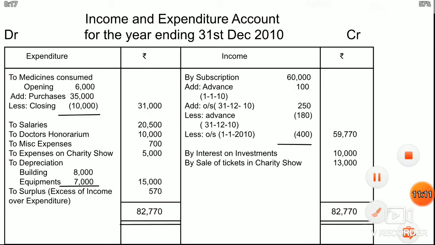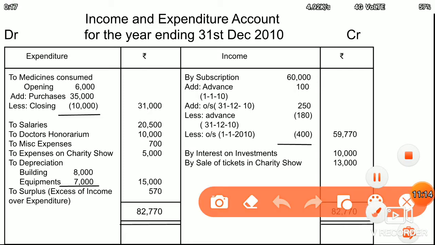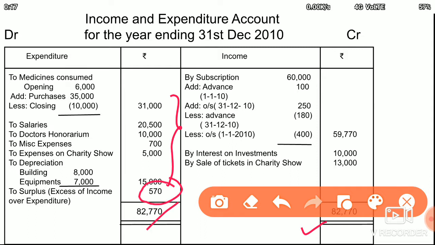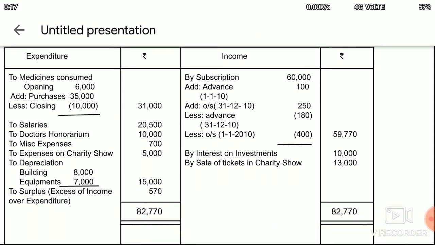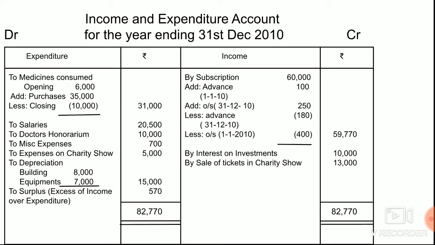Now when we total the income side, we find that the income side is more than the expenditure. So the total income is 82,770. On the expenditure side, if we add all the expenditure and subtract that total amount from 82,770, we get a surplus of 570. So I hope the income and expenditure account is clear. Now I will show you how to make the balance sheet.